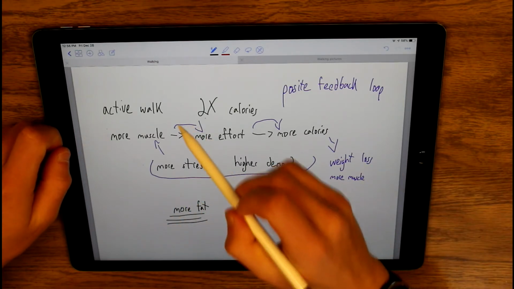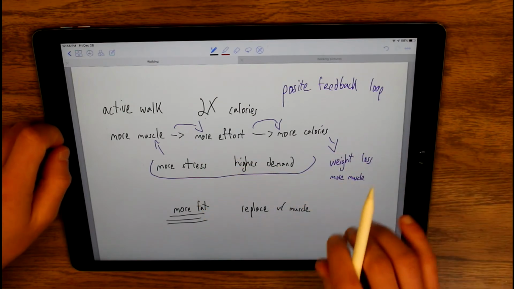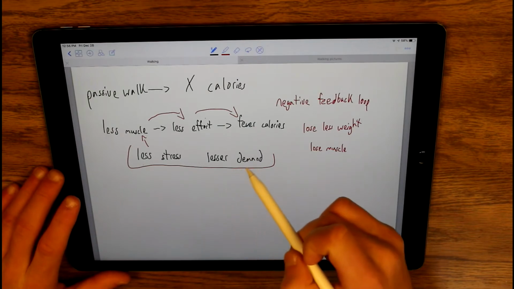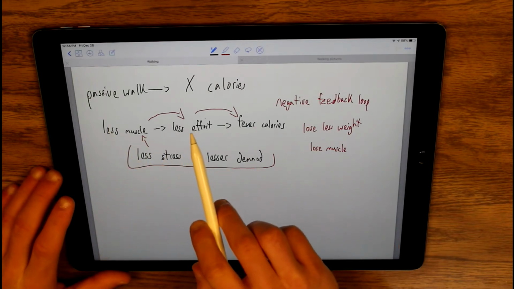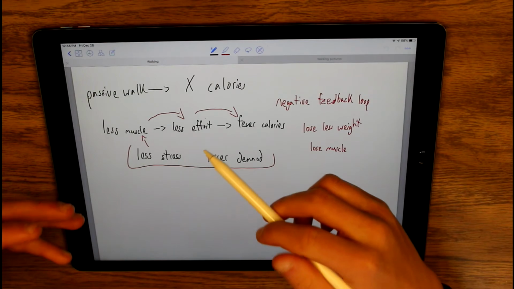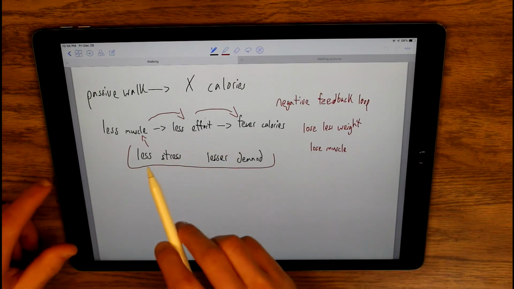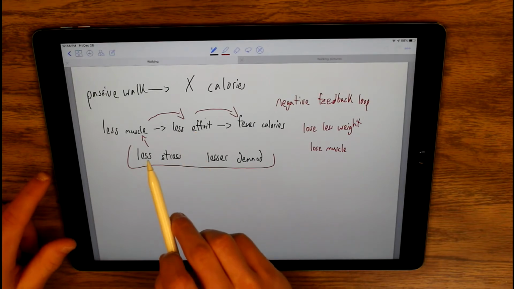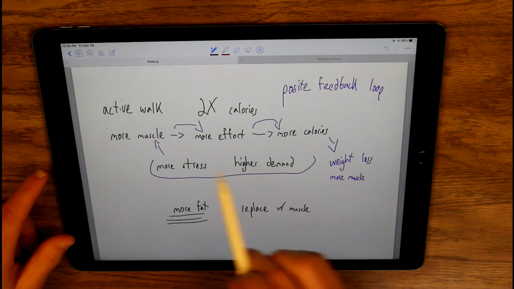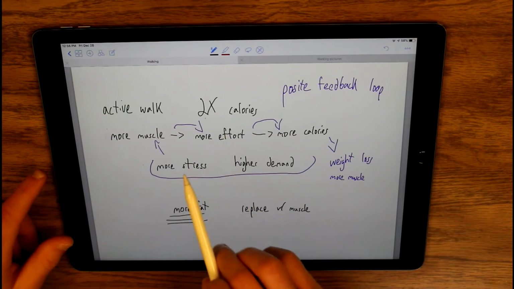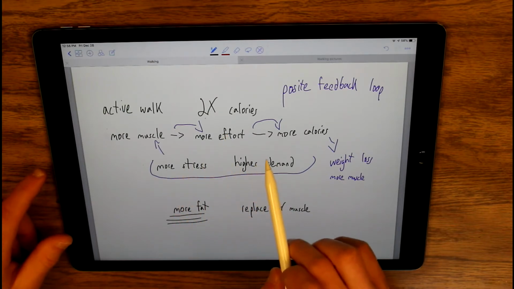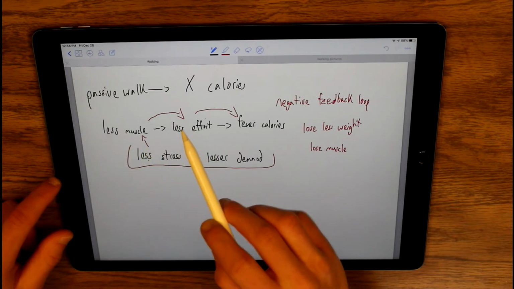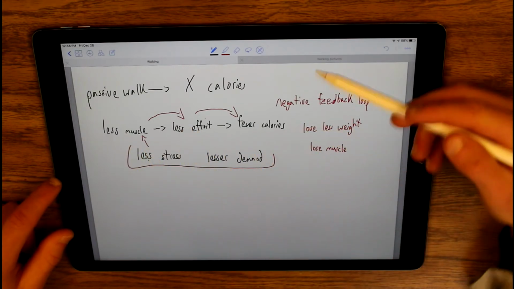And so, walking actively gets easier with time, whereas walking passively has less stress, places less demand, and so it takes less muscle, which means it requires less effort, which are these two things. This less effort is just another way of saying less stress and less demand, in the same way that more effort is just another way of saying more stress or more demand. And so because it takes less muscle, it requires less effort, it's going to burn fewer calories.